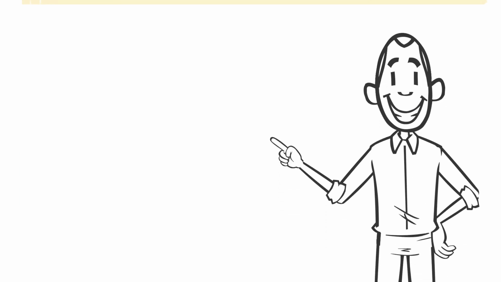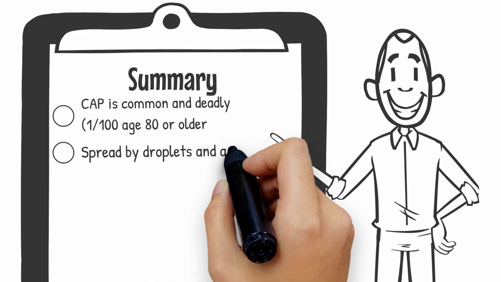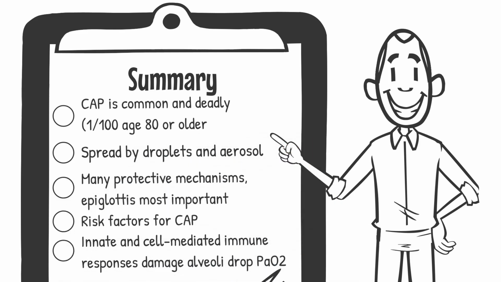In summary, CAP is common and deadly. 1 per 100 age 80 or older contract this infection annually. The infection is spread predominantly by droplets and aerosol. The lung has many protective mechanisms to prevent bacteria from reaching the alveoli, the epiglottis being the most important. We reviewed the many risk factors for community-acquired pneumonia, and finally demonstrated how innate and cell-mediated immune responses to the invading pathogens results in alveolar damage and hypoxia.